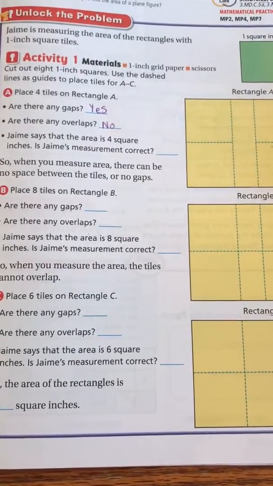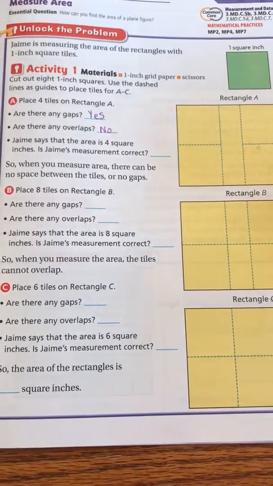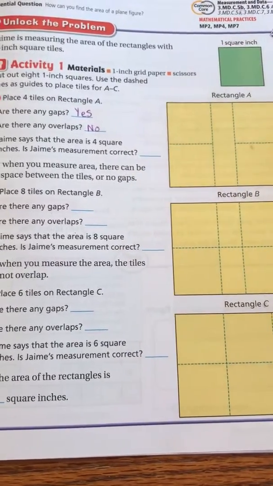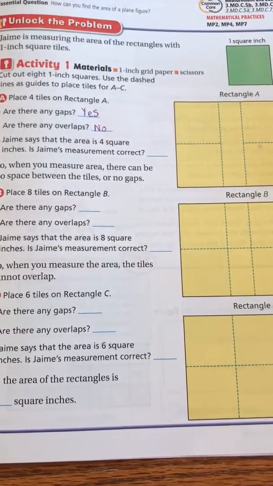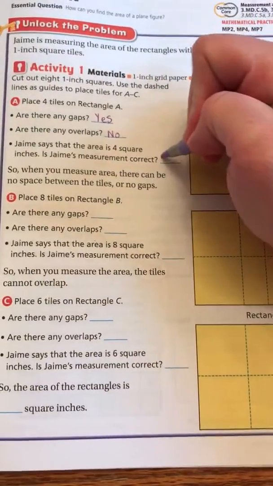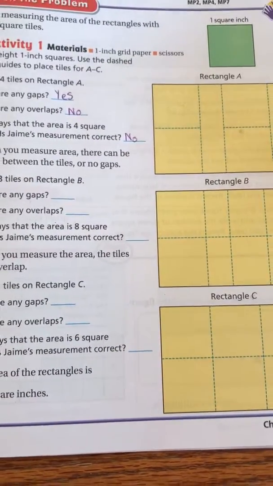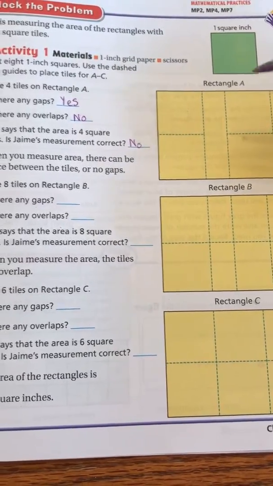Then it says, Jamie says that the area is 4 square inches. Is Jamie's measurement correct? So she's saying this whole area right here inside this rectangle is 4 square inches. Okay, that is not correct. Her measurement is not correct. When we're measuring, there should not be any gaps in between the tiles. They should all be touching.